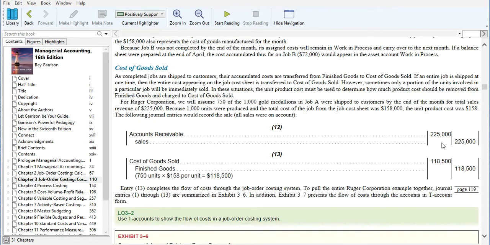Cost of goods sold, well, when we sell a certain number of the products, we're going to calculate, based on the cost of goods manufactured, what the unit cost is, and then we'll apply that to the units we sell to determine the cost. So we have the retail value on accounts receivable and sales, but the cost will be assigned into cost of goods sold and taken out of finished goods.